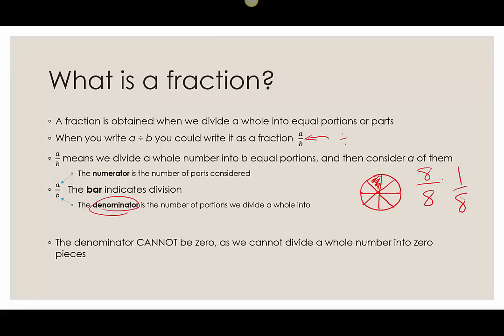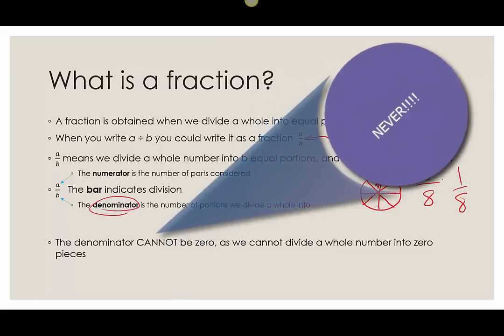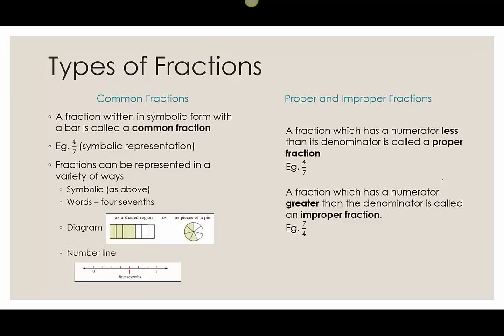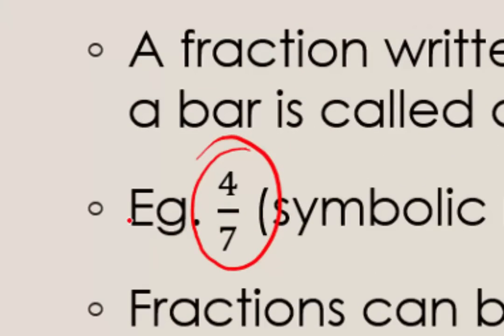Remember also that your denominator can never, ever, ever be 0 because you cannot divide a whole into 0 pieces. So, types of fractions. Your most common fraction that we deal with on an everyday basis is your common fraction. When you write a fraction like this, we call that a symbolic representation. So we're representing it as a symbol.